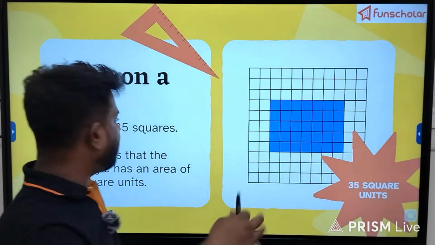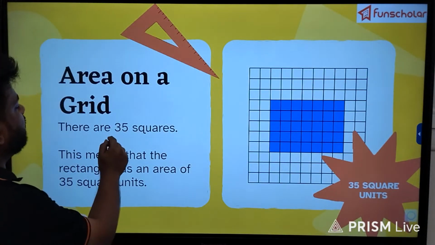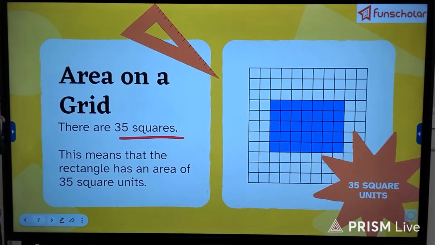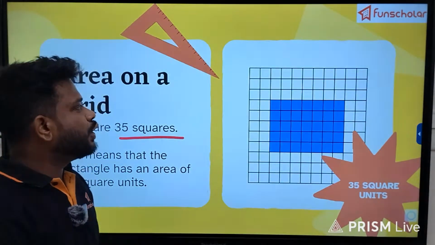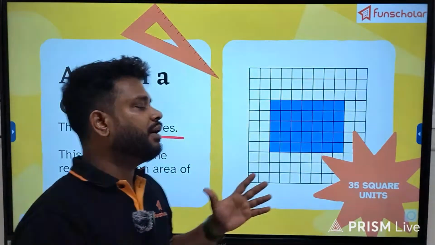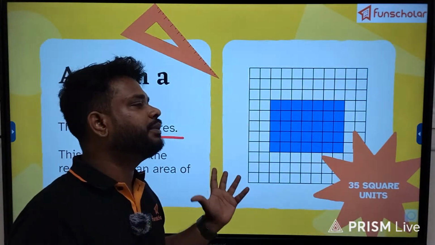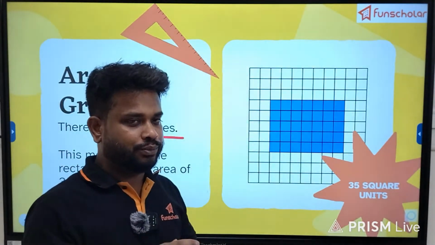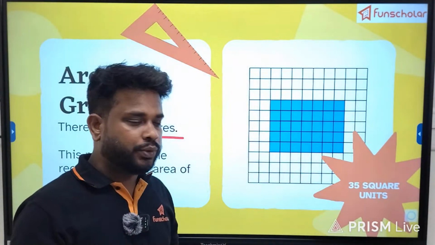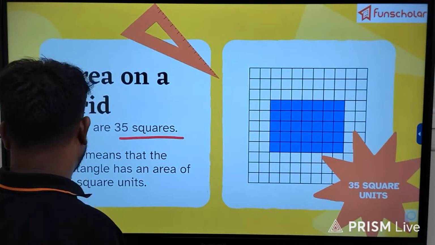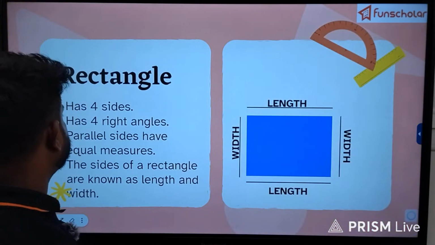So let's go again, that is area on a grid. There are 35 squares, which we have already found out. This means that the rectangle has an area of 35 square units. This has been done just by placing the figure on a grid, but we won't have the opportunity to place any figure on a grid because we don't carry graph paper or grid paper with us. So we have to learn some formulas as well. Next we are going to discuss the formulas.